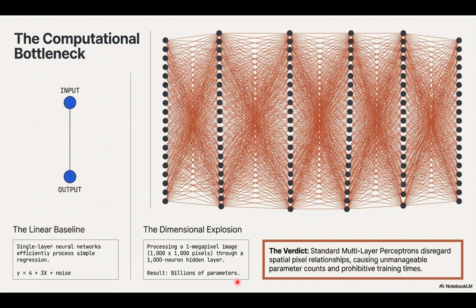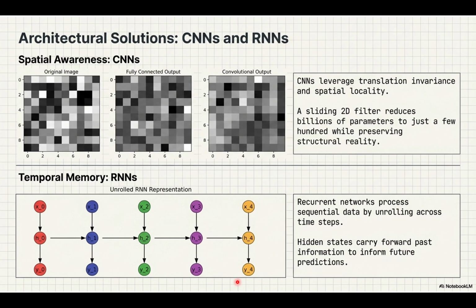Instantly. Plus, flattening the image destroys the context. A pixel's meaning is tied to the pixels immediately surrounding it. Because that's how we see edges, shadows, shapes. Exactly. That's why convolutional neural networks, or CNNs, were such a massive breakthrough. They completely changed the approach using 3 core principles.